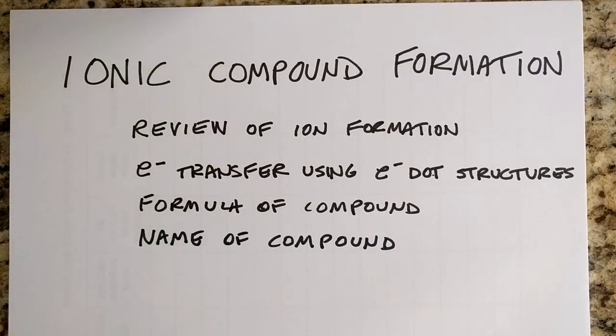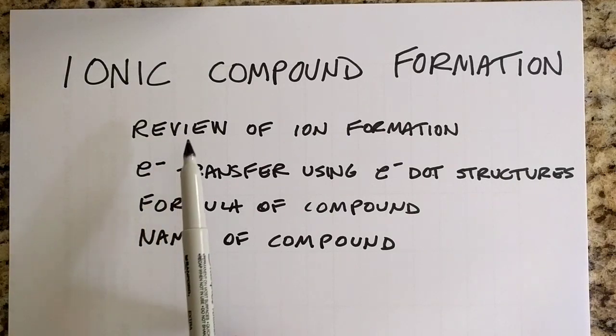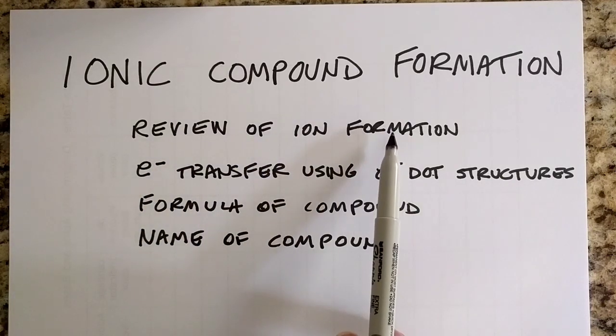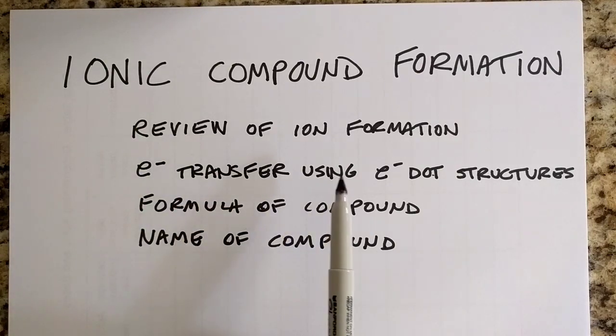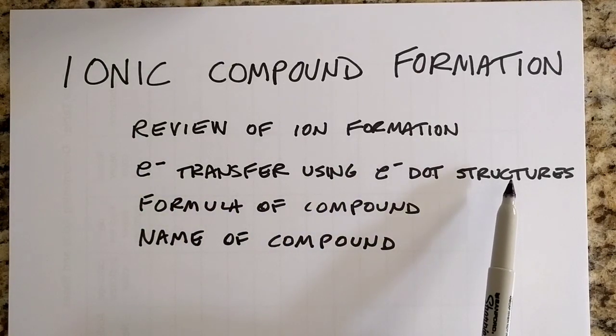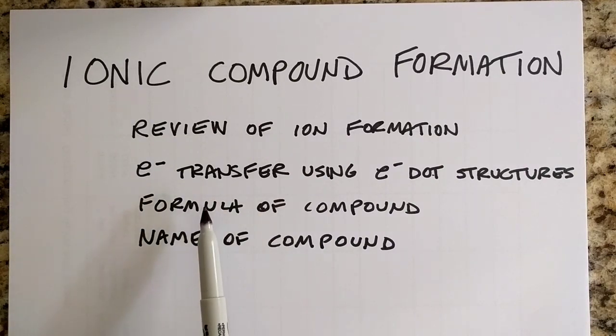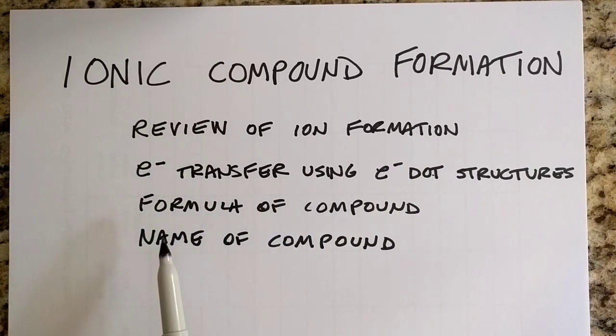This lesson is on ionic compound formation. First we will have a review of ion formation. Then we will look at the electron transfer using electron dot structures. Then we'll learn how to write the formula of the compound and the name of the compound. You will need a periodic table for this, so you can pause the video and retrieve your periodic table.